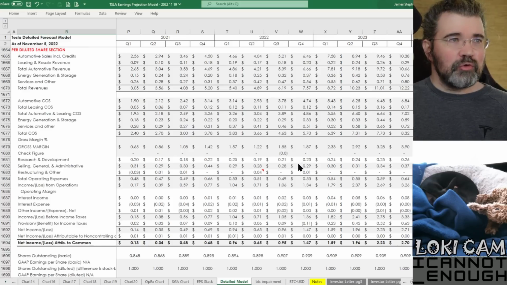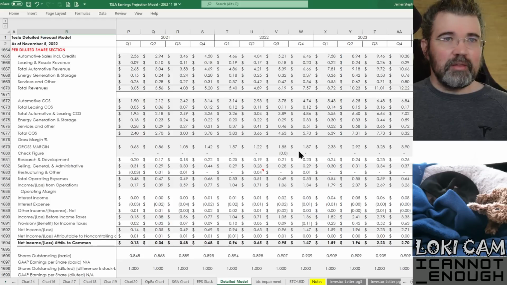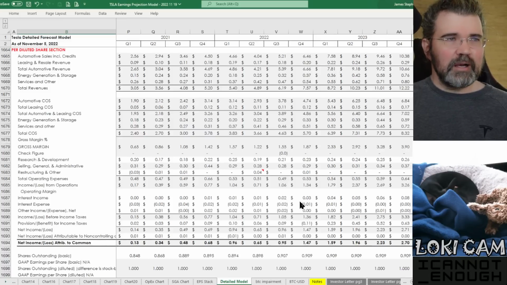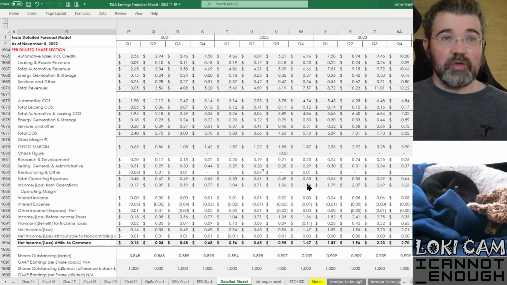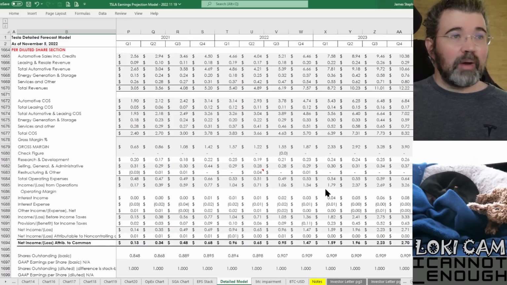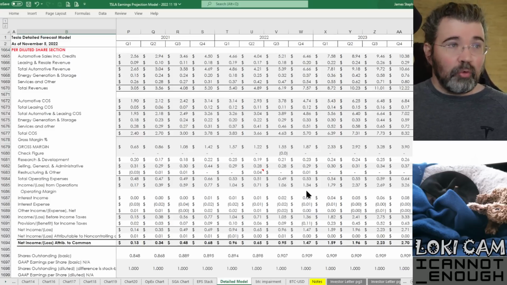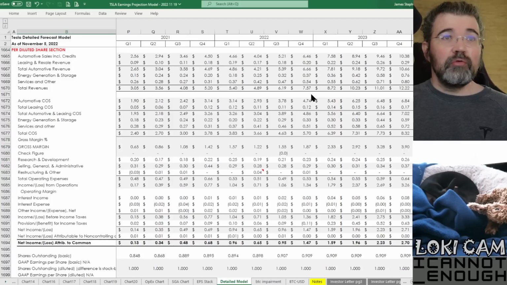Then you can see research and development, SG&A, restructuring, and other. These are not getting very much bigger than they were years ago because the stock-based compensation for Elon has been coming down as the other costs have been rising. So not a lot more total operating expense per share now than there was a while ago, giving more income or loss from operations. So you've been growing the revenue by more than you've been growing the cost of sales.